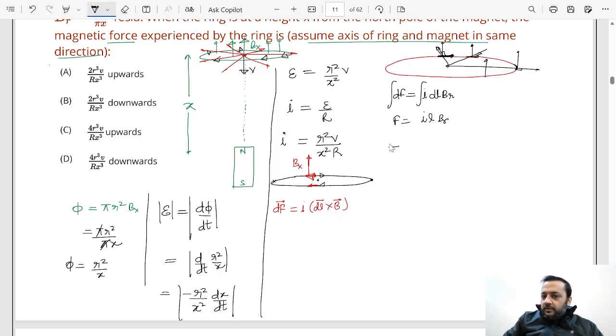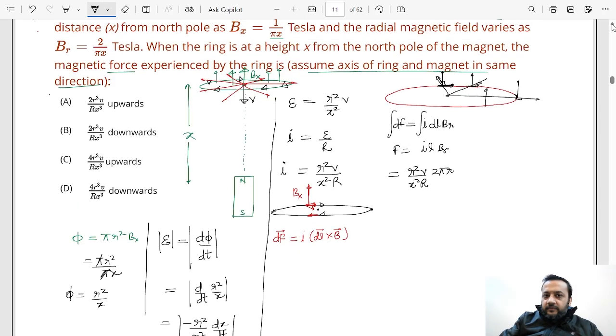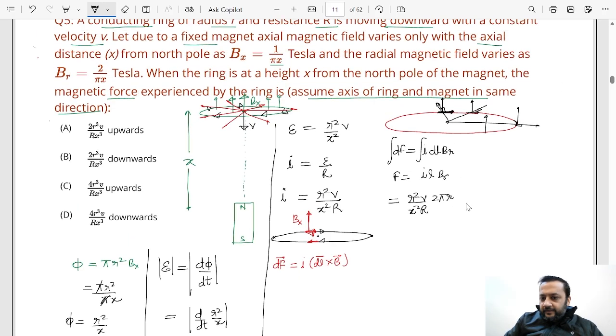Now, the I value we had already calculated, that was r square v by x square into resistance. The length of the ring is 2 pi r, which is the circumference, and the radial component of the magnetic field was 2 by pi x. So from here pi and pi get cancelled. So how much do we get? 4 r cube into v upon x cube into r, and the force is upward. So you can see that this option matches perfectly, and this will be the correct answer.